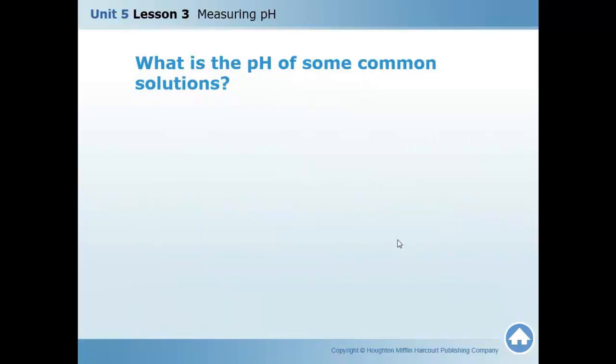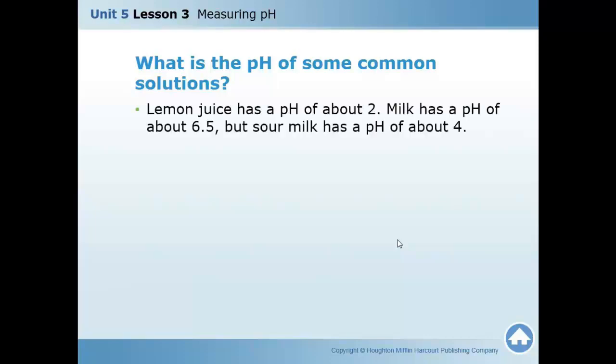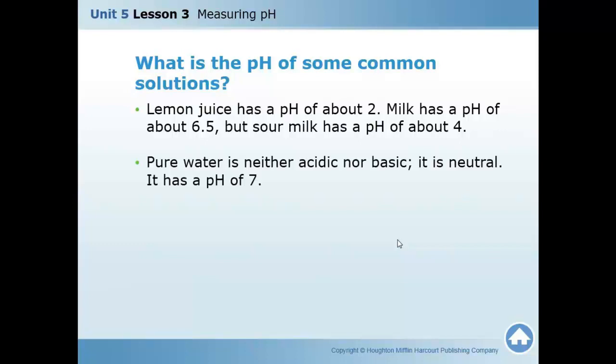Now, what is the pH of some common solutions? In this part, we will list more than one solution and the value of its pH. The first one is lemon juice, milk has a pH equal to 6.5, and sour milk has a pH equal to 4. And we have pure water. We say that pure water has a pH equal to 7, so it is not acidic or basic. A solution of ammonia has a pH around 12, so is it acidic or basic? Yes, basic, because it has a pH more than 7.